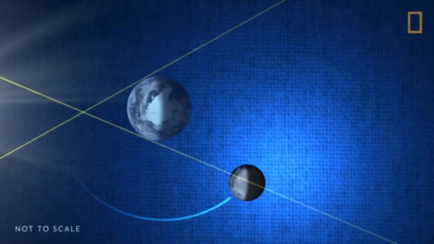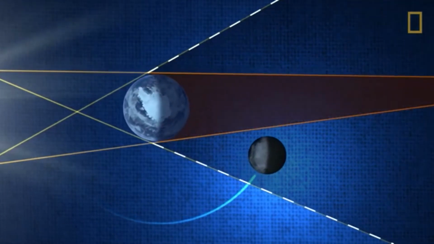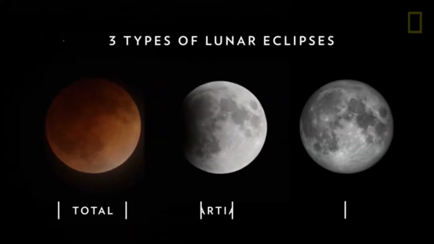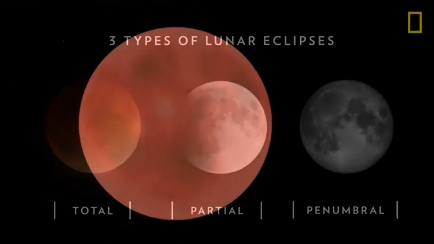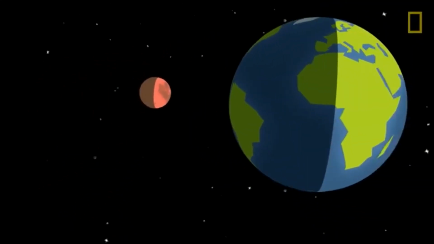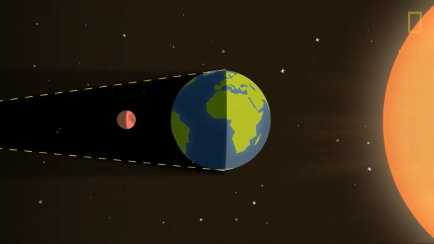When the Earth does eclipse the Sun, it casts 2 types of shadows on the Moon. A larger shadow, known as the penumbra, and a smaller, darker shadow, known as the umbra. There are 3 types of lunar eclipses. The first is a total lunar eclipse, when the Sun, Moon, and Earth are in perfect alignment and the Moon falls within the Earth's umbral shadow. Total lunar eclipses are the most striking of the 3 types because they turn the Moon a sunset red.